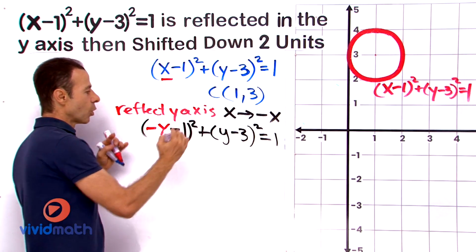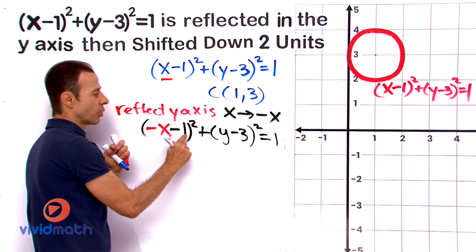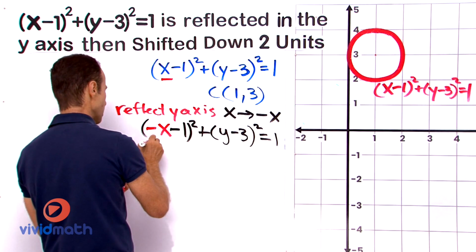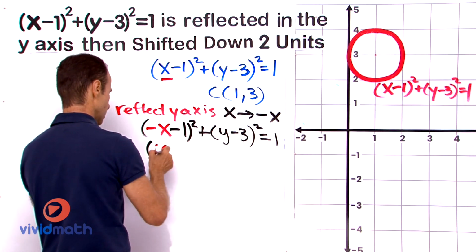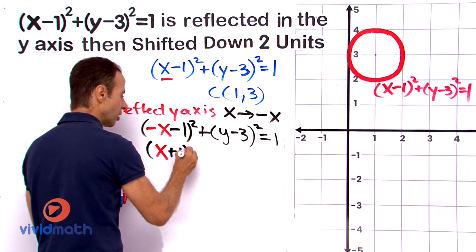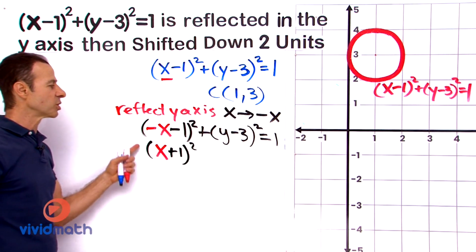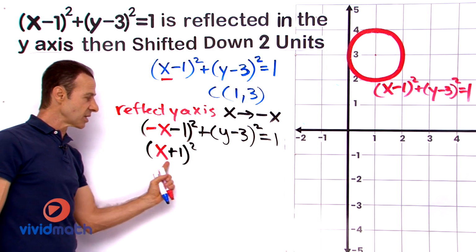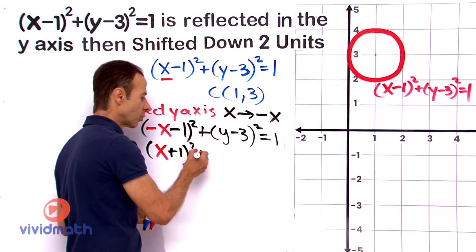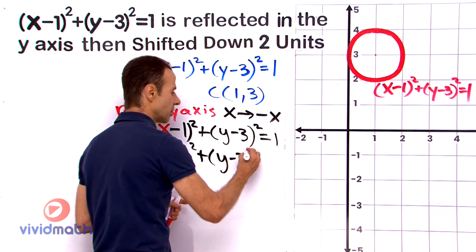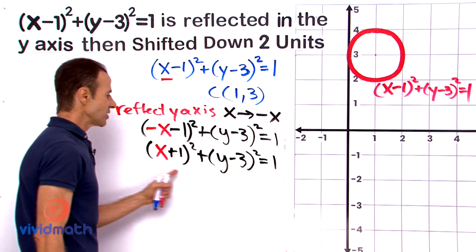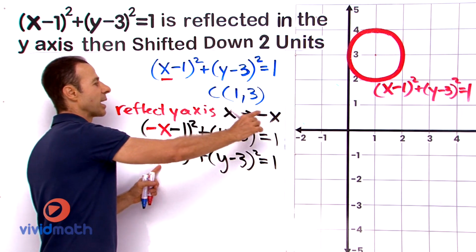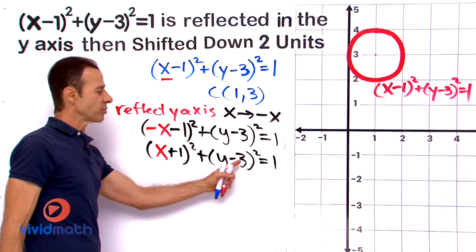Let's simplify this. When you've got a squared, a negative x and a minus 1, you can change the sign of both. So I could change this to (x + 1)². They're both exactly the same because we can multiply by negative 1 inside, and because it's squared, that's the same. Copy this down: (x + 1)² + (y - 3)² = 1. So there's our new equation, the new circle, now that it has been reflected in the y-axis.